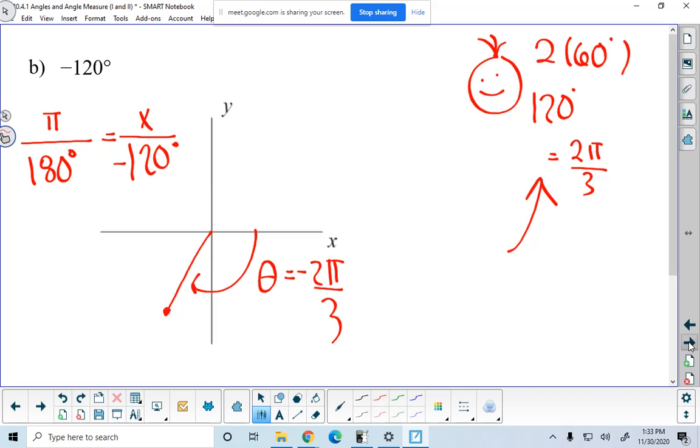By the way, if you cross multiply here, you get negative 120 pi over 180, and the negative 120 over 180 reduces to negative 2 over 3. Any questions with that example?